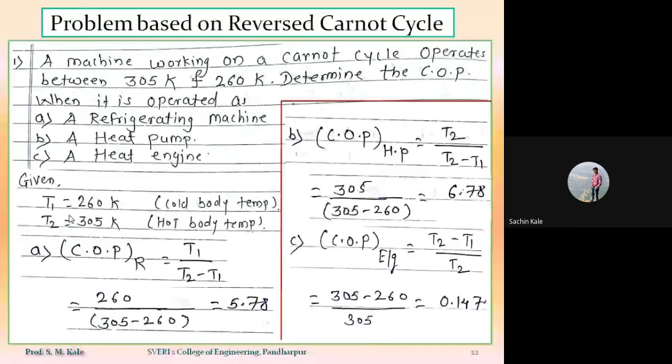Are you getting that answer? COP of heat engine, that is also called the efficiency of heat engine. Okay.